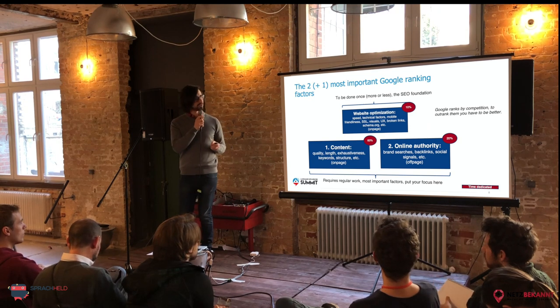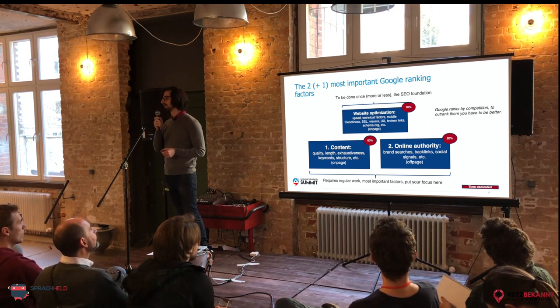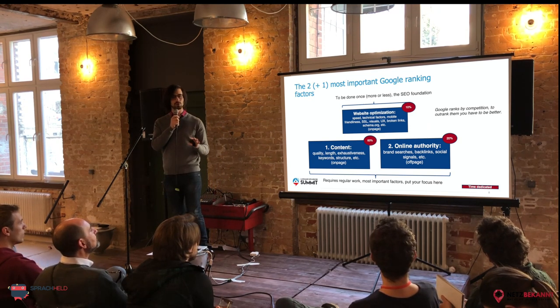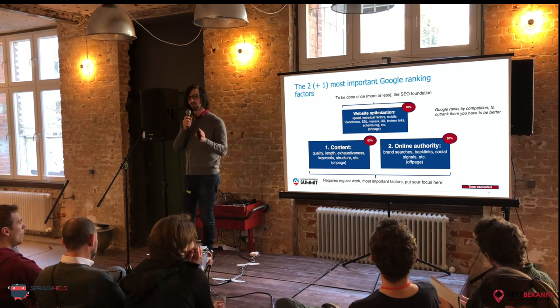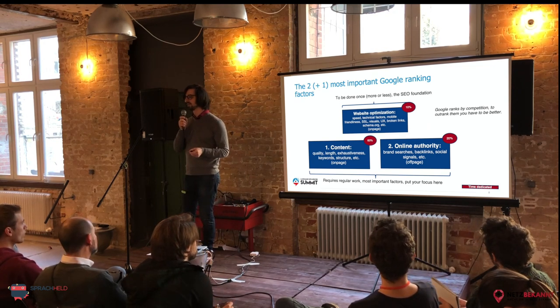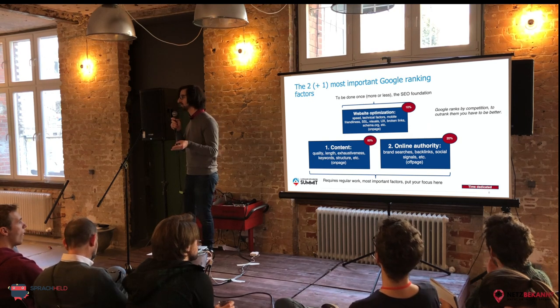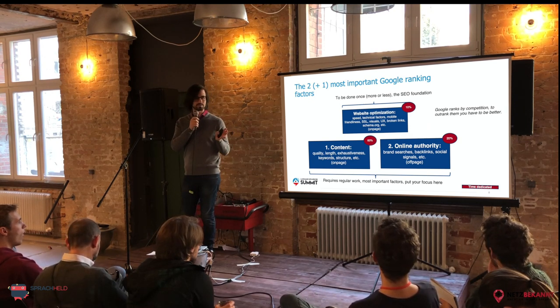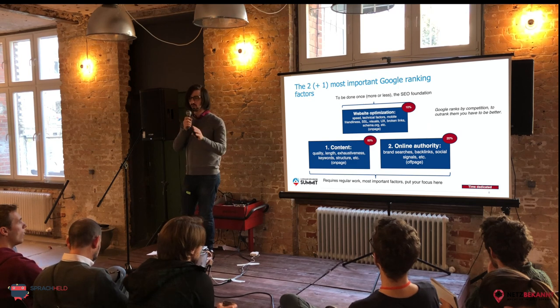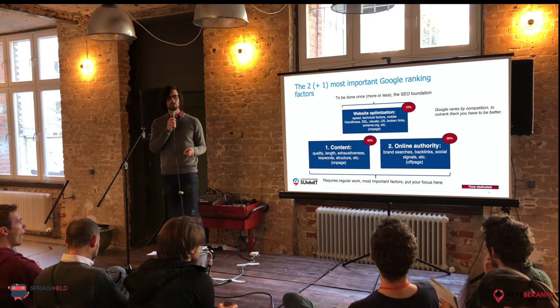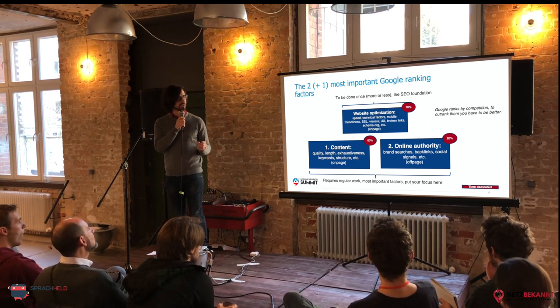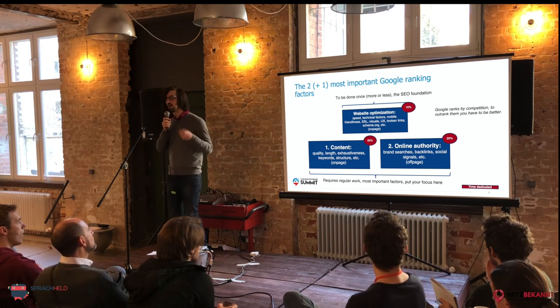But first, let's go into the most important Google ranking factors. Google says there are about 200 ranking factors, and obviously they don't say which ones those are, but SEOs pretty much know more or less which ones they are, and you can group them into three topics, or actually, two topics and one on top of that.